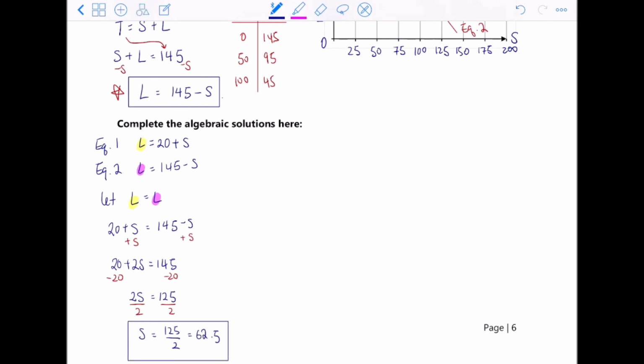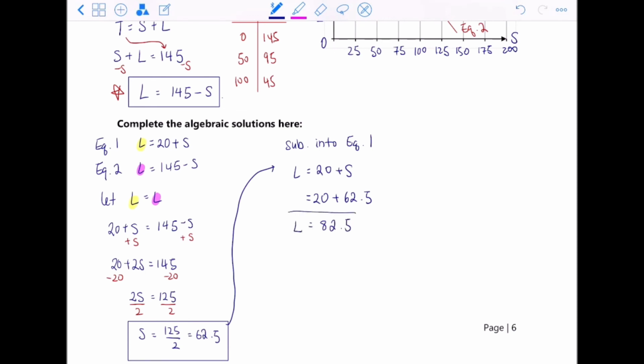So let's sub this into equation 1 or 2 to solve for L. I chose equation 1 and sub it back into equation 1. So we have L equals 20 plus S, and we now know what S is, so we sub in 62.5, and L equals 82.5. Okay, so we found the area of the smaller region and the larger region.